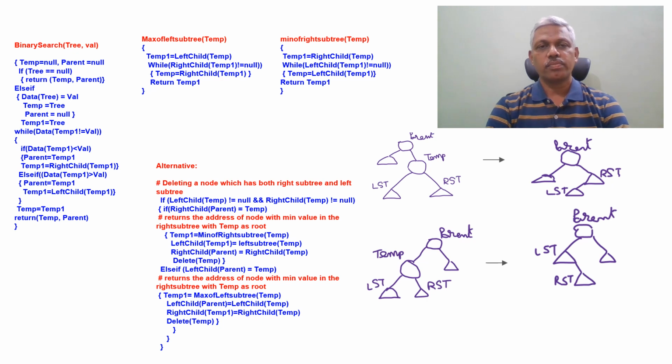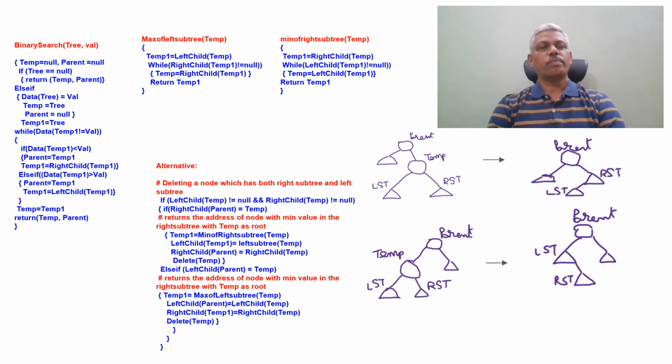Similarly, in case of min of right subtree, we keep on moving to the leftmost point and return the leftmost node. So temp1 is equal to right child of temp, and while left child of temp1 not equal to null, we'll keep on moving. Temp1 is equal to left child of temp1, and once the left child of temp1 is equal to null, that's an indication that's the lowest value. So we'll return temp1. So min of right subtree can be returned from this.